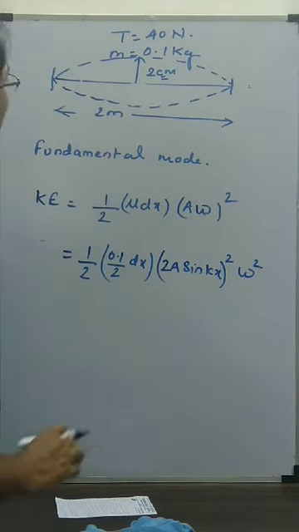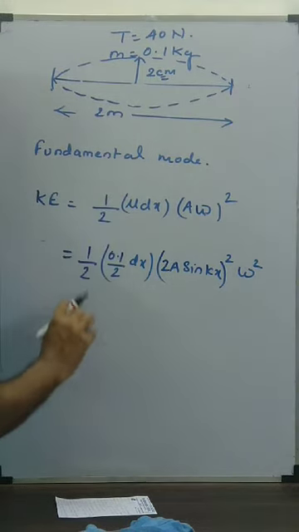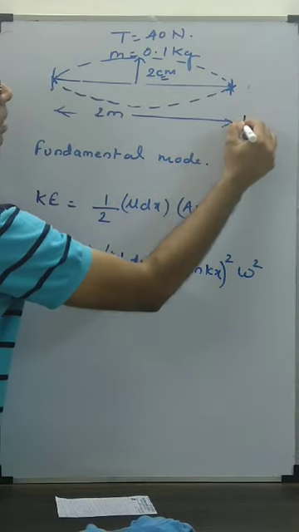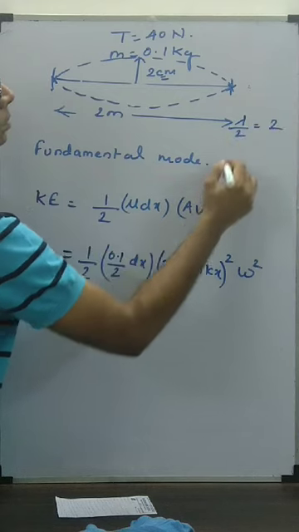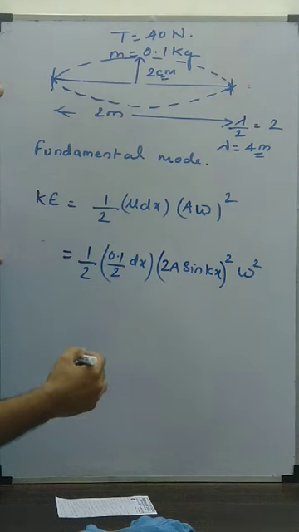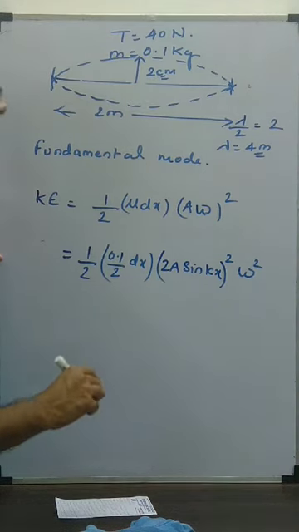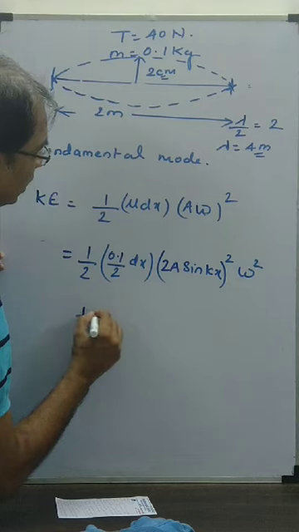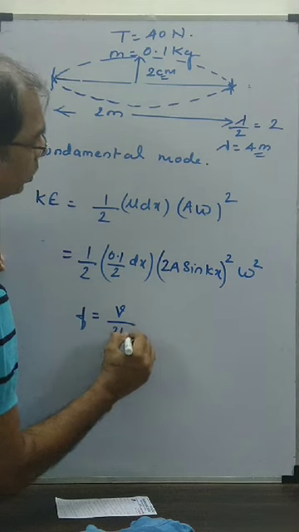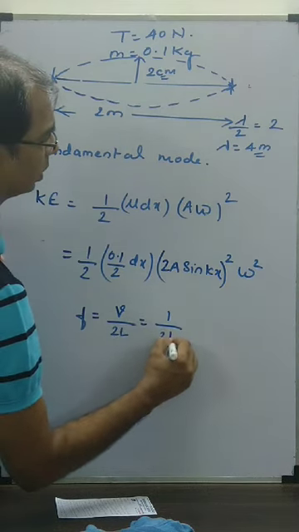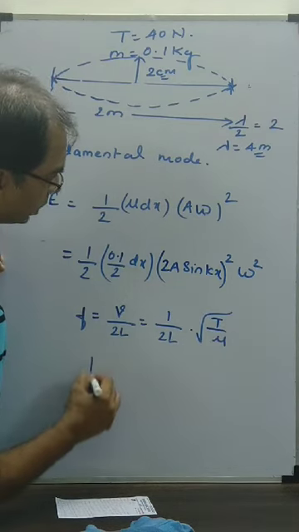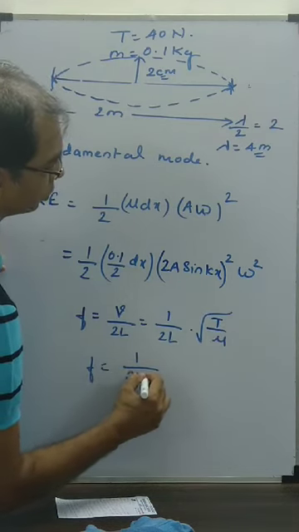How can we find omega? Very simple, it's a fundamental tone. Fundamental tone means this distance is lambda by 2. Lambda by 2 equal to 2, so lambda equal to 4 meters. Then we have to find frequency. How to find frequency? You know that frequency is V by 2L. So 1 by 2L into speed, root over T by mu. So frequency will be 1 by 2 into 2.